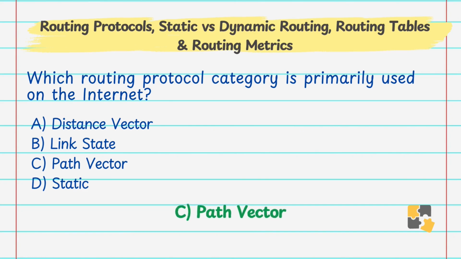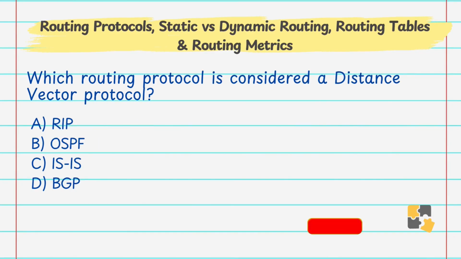Path vector. Which routing protocol is considered a distance vector protocol? A. RIP, B. OSPF, C. ISIS, D. BGP. Answer is A. RIP. RIP uses the hop count as its routing metric and exchanges the information with the neighboring routers. That's why our answer is A.